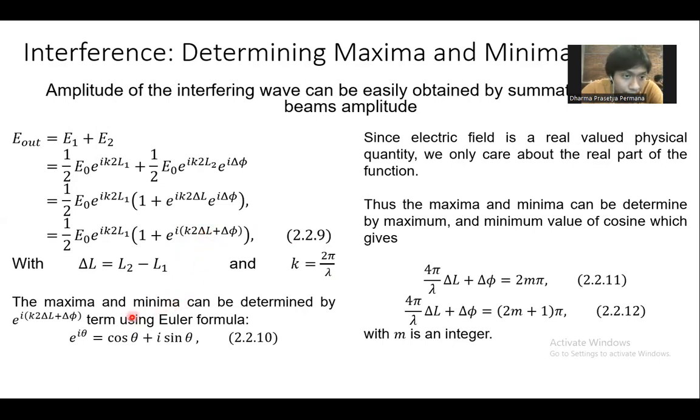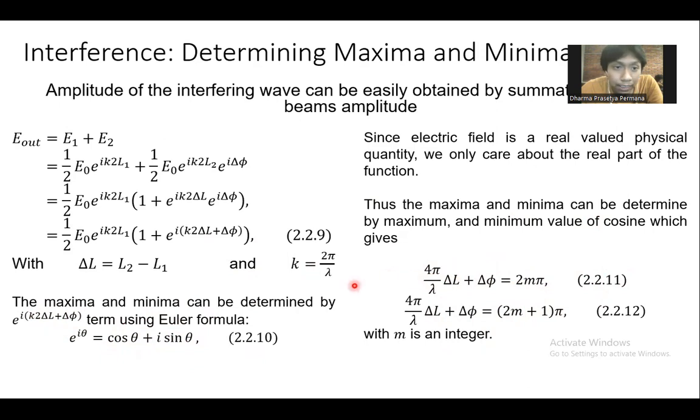and there is no light, so that we see the dark pattern on the screen. We can use the Euler formula here in the equation so that we can change this term into cosine and sine functions: the real-valued cosine terms, and the imaginary part, the sine function. And as I mentioned before, since the electric field is a physical quantity which has a real value, we can determine the maxima and minima by the cosine value alone. The maximum happens when the cosine is equal to 1, so the angle of the cosine must be equal to an integer multiple of 2 pi, resulting in equation 11.